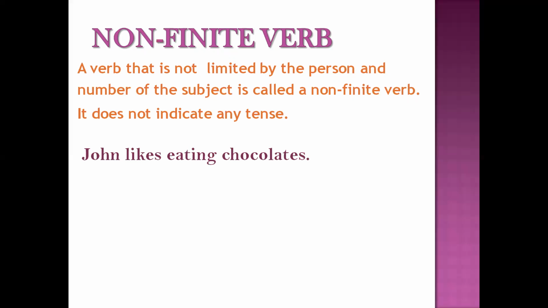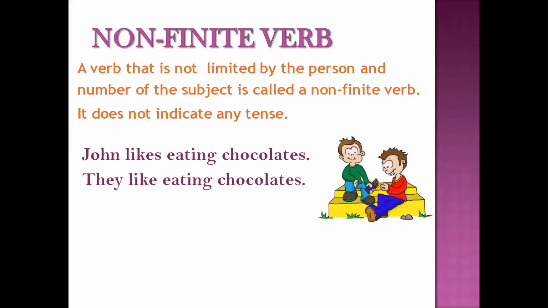For example, John likes eating chocolates. They like eating chocolates. Right? So here we have the verbs likes and like. It is the finite verb over here because it is changing as per the subject. Another verb is eating, right? So whether we are using a singular subject or a plural subject, eating remains the same. So it is actually over here a non-finite verb, right? And it is not representing any tense.